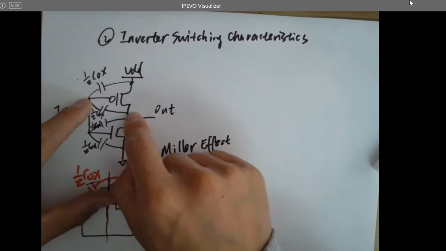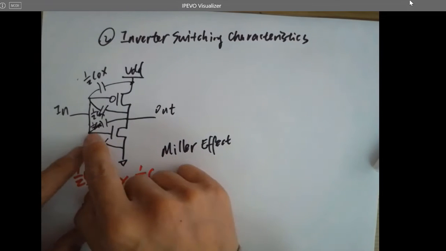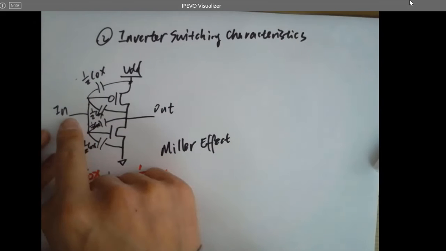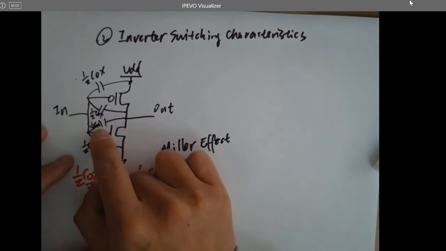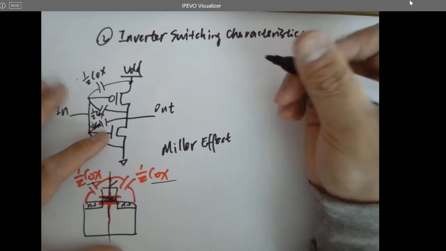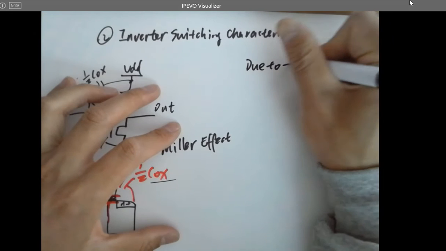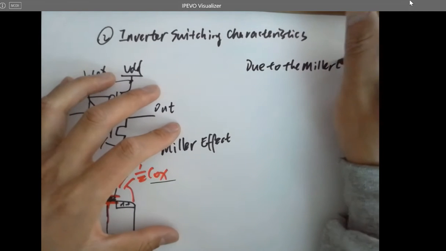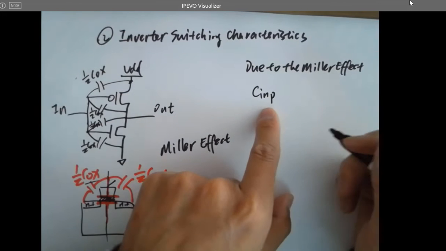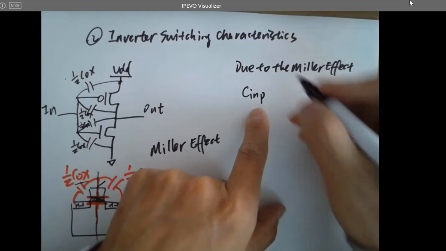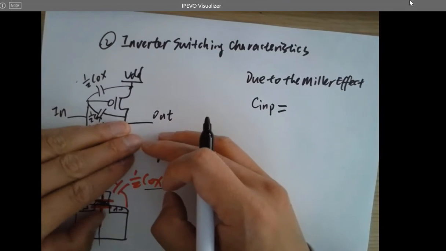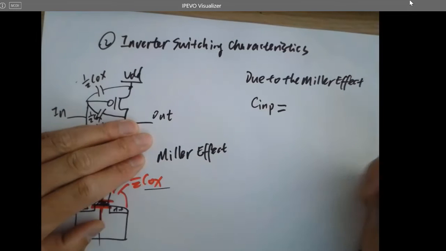It's COX here, COX here. And the same for this one, that's the drain: COX here, COX here. So whenever you are turning this on or off, it's not a half COX anymore, it's going to be COX. All right, so now let's look at the input. Due to the Miller effect, the input capacitance of the PMOS, CINP, will be what? Just look at the PMOS. What's the input capacitance of the PMOS?